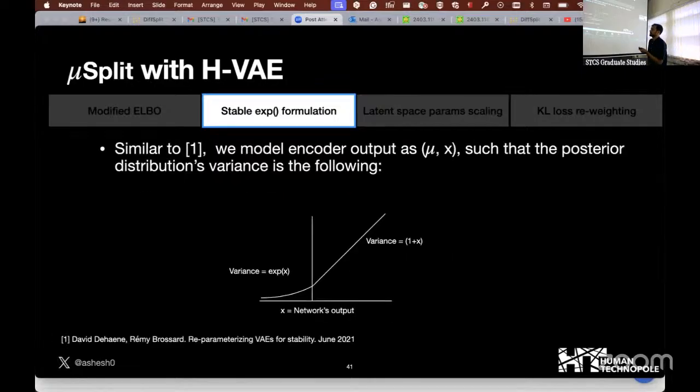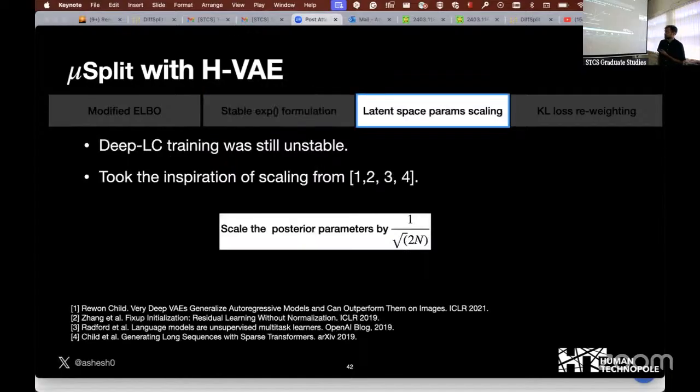We looked up the literature and found one of the ways people worked around this was to model the variance in a different way. Now, if the network's output x is less than 0, you take variance as exponential of x. If the output is positive, you model variance as 1 plus x, and so you avoid applying the exponential on positive values. This stabilized 2 of our variants, but when we tried to train DeepLC, it was still not working.